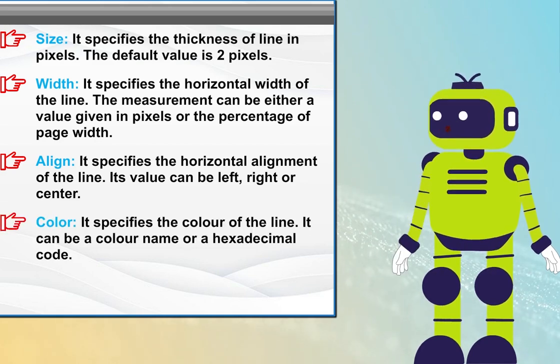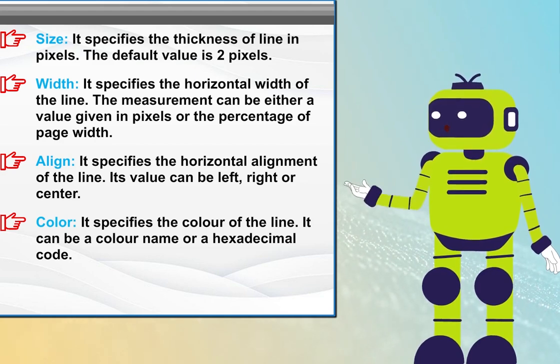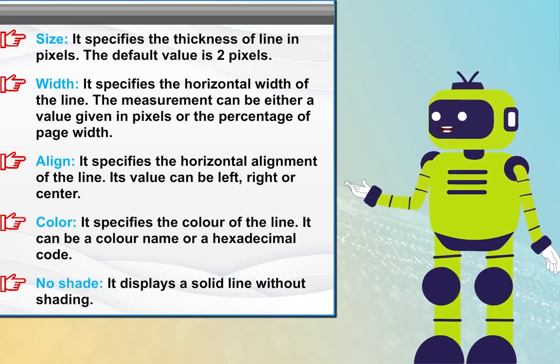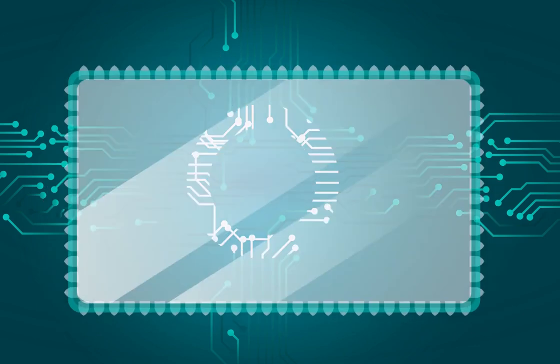Color. It specifies the color of the line. It can be a color name or a hexadecimal code. No shade. It displays a solid line without shading.